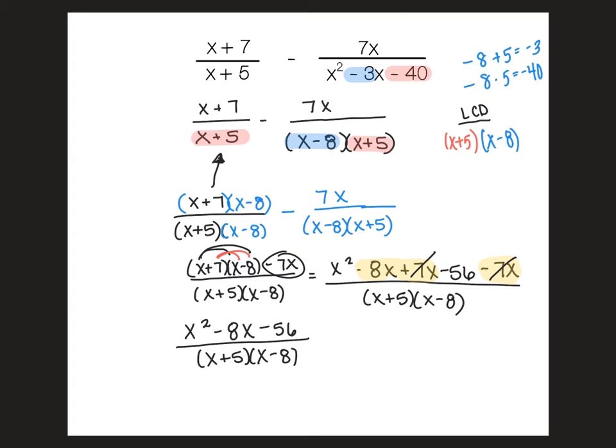Again, if you had to list any domain restrictions, we can't have a denominator of 0, and if x was negative 5, that would make this a 0, so x could not be negative 5. And right here, if x were 8, the denominator would become 0, so x could not be 8.